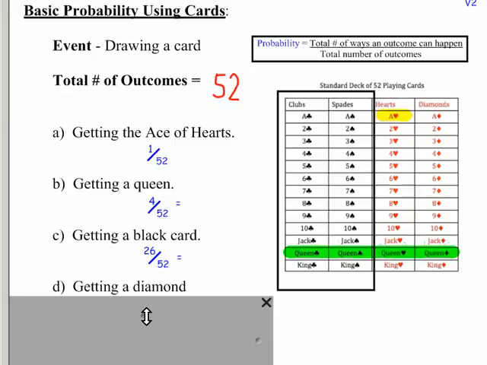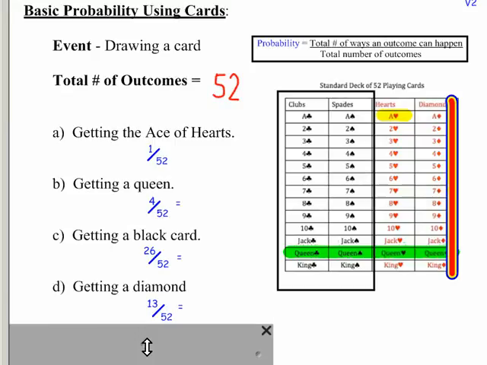How about getting a diamond? What if I'm looking at what's the probability that I get a diamond? Okay, well, diamonds are located right here, down this column, and there are 13 of them. If you count them all, there are 13 of them. So the probability of getting a diamond would be 13 diamonds out of 52 total cards. 13 out of 52. Again, there are 13 cards out of 52. Or you could take a look at it and say, hey, there's 1 suit of diamonds out of 4 suits, which is 1 out of 4, and that's exactly what you would get here if you reduce 13 over 52.